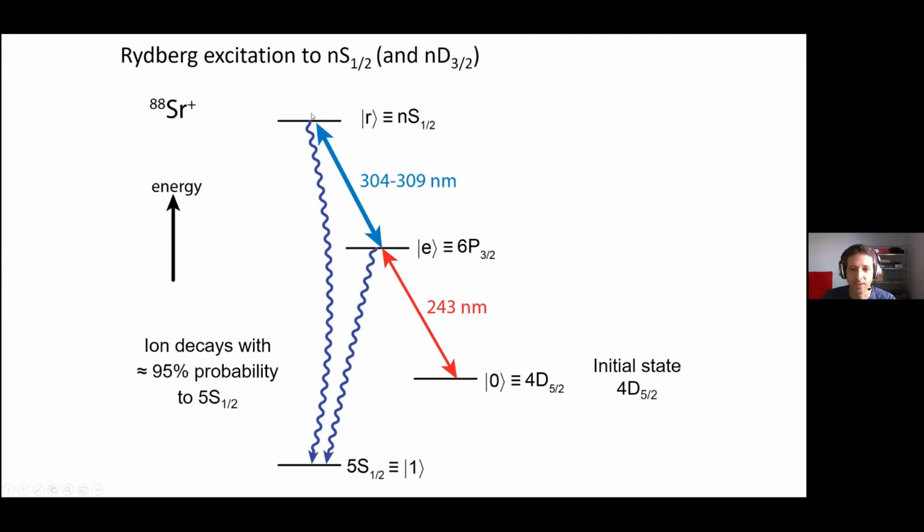Interestingly, both of these states, the Rydberg state as well as the intermediate state, decay mostly back to the ground state with 95% probability. Of course, it's not a direct decay to the ground state, but it's actually a multi-photon process going down. But the probability to go to the ground state is 95%. So almost nothing goes back to the metastable state here.